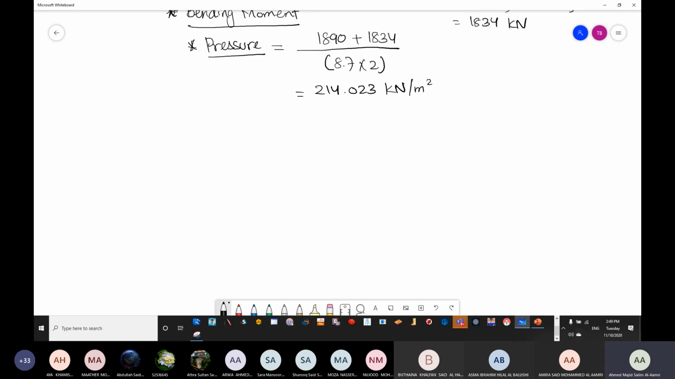Now, if you remember, previously we used to multiply by 1 meter width for the design of slab and design of isolated foundation. Now, that is not the case for a combined foundation. For a combined foundation, we need to multiply by the actual width, which is 2 meters.